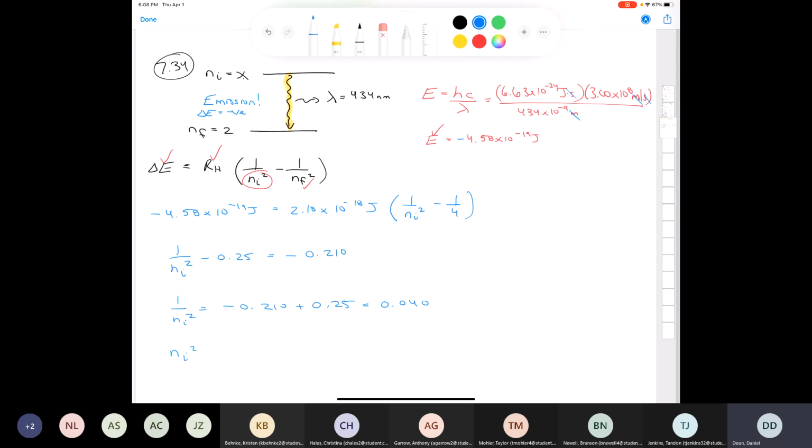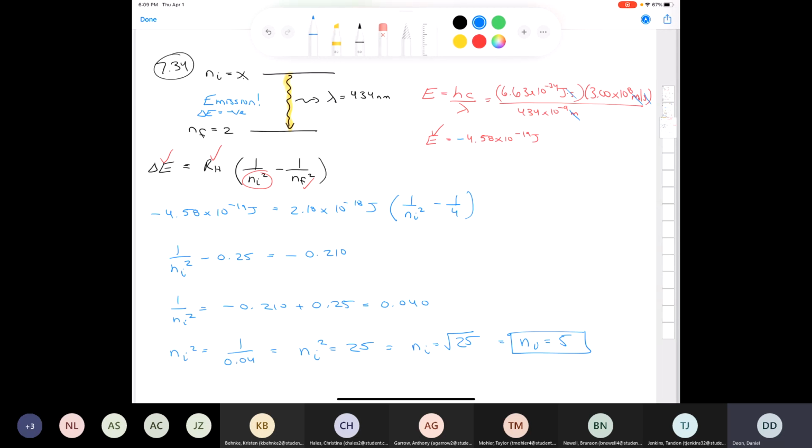Then I get the n initial squared. N initial squared is going to be equal to 1 over 0.04. Take your calculator and take 0.04, take the reciprocal of it, and you get that n initial squared is equal to 25. So that means that n initial is going to be equal to the square root of 25. And that means that n initial is going to be equal to 5.